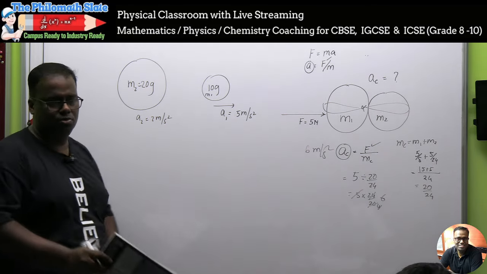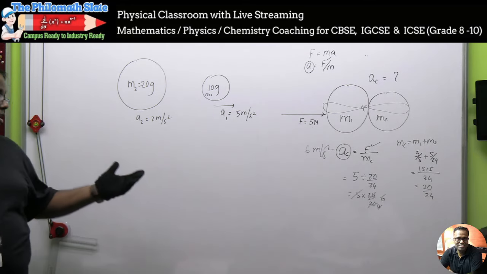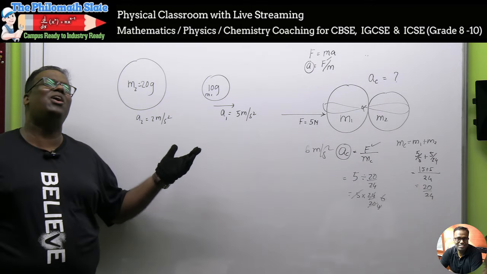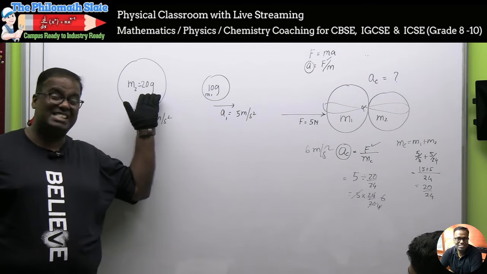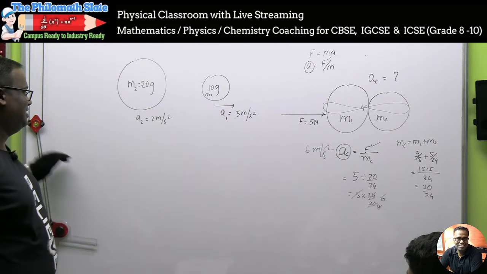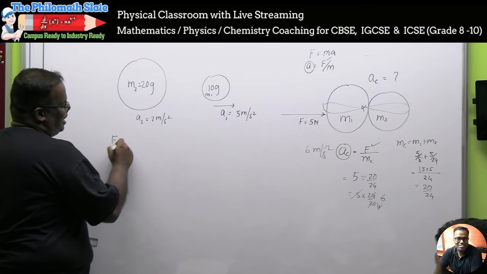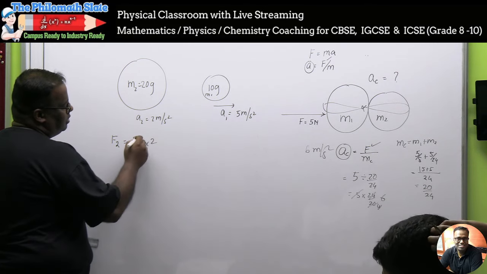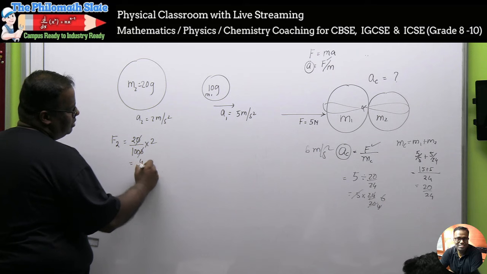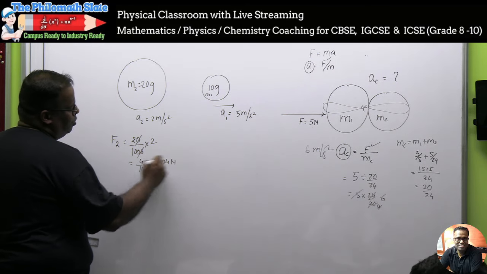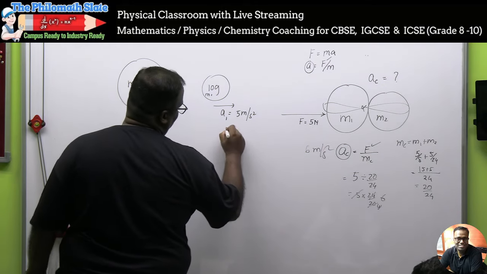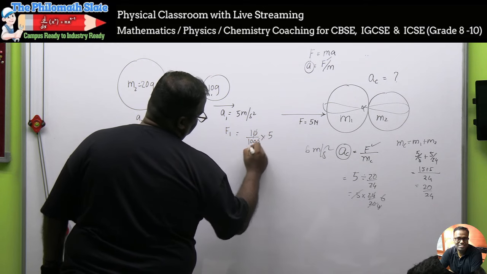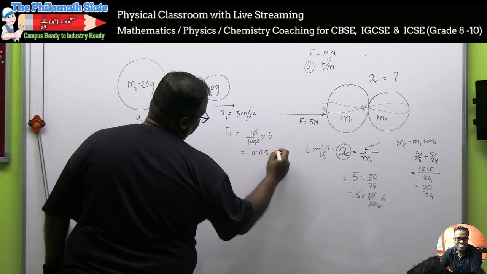Where do you need more force? Force is equal to what? Mass into acceleration. How much force will be needed here? 40. Wow, but this is in grams, so it has to be in kilograms. F2 is equal to 20 by 1000 into 2. Agreed? The zeros cut, so it is 4 by 100, which is equal to 0.04 Newton. F2 is equal to 0.04. And if you look at F1, how much is it? 10 by 1000 into 5. That is cut, so it's 0.05 Newton.